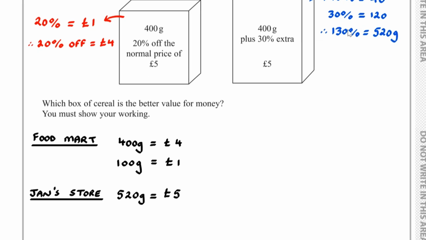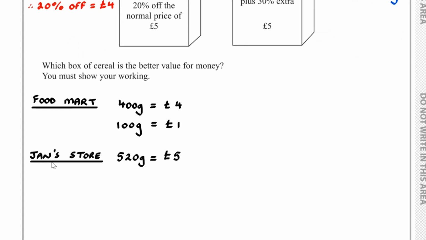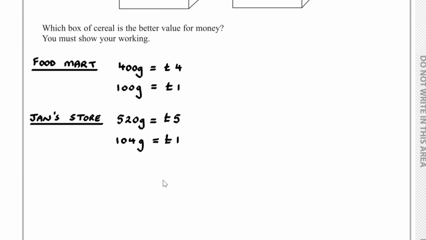So we have John's store, 520 grams is equal to £5. So what we can do is find out how much we get for £1. And if I divide through by 5, that tells me I get 104 grams for £1. So which box of cereal gives better value for money? We therefore have John's store.